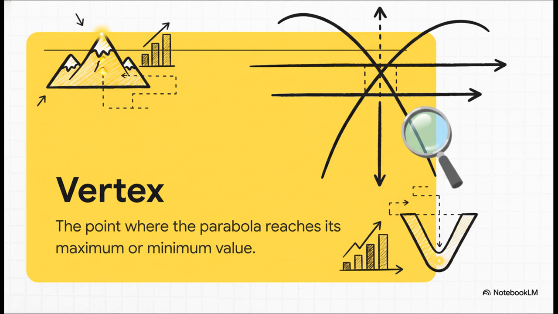From a business perspective, you could argue this is the single most important point on the entire curve. Why? Because it represents the absolute best-case scenario. It's either the maximum possible profit you can achieve, or it's the minimum possible cost you can incur. It is the sweet spot. It's the optimal point. It's the peak of your performance. And finding this exact point is pretty much the primary goal of our analysis.